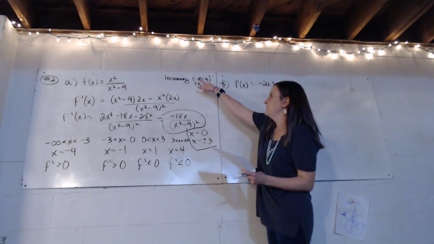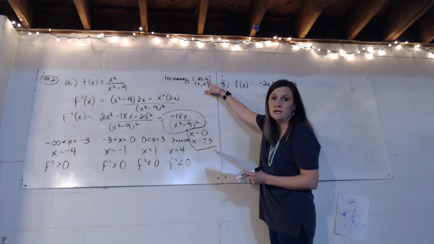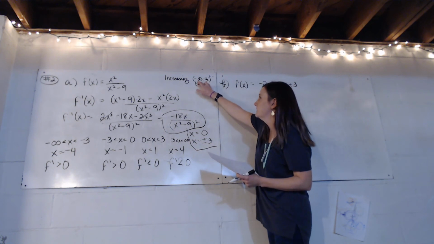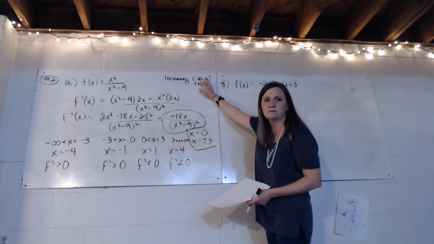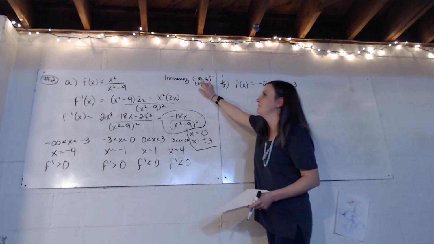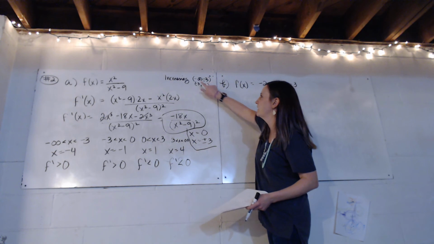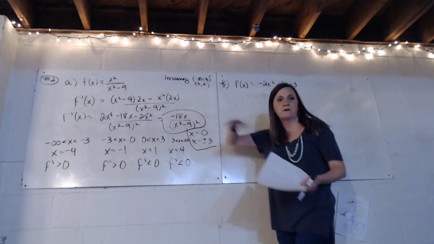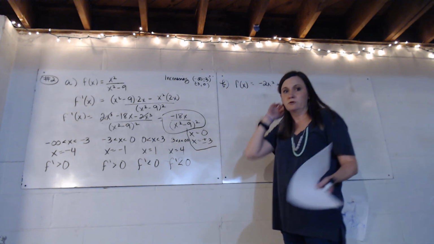You can't say negative infinity up to negative 3, because remember that at this value the thing is totally undefined. Let me restate that. I'm not going to remake this video. I can't say the interval is negative infinity up to 0. I have to split it by this -3, because at -3 the function is totally undefined.